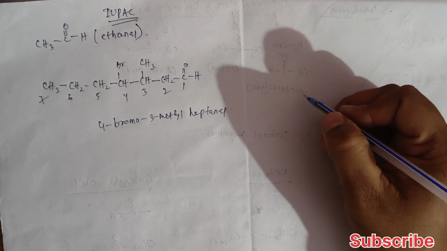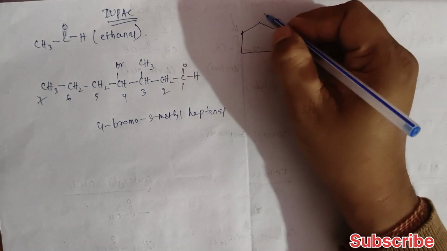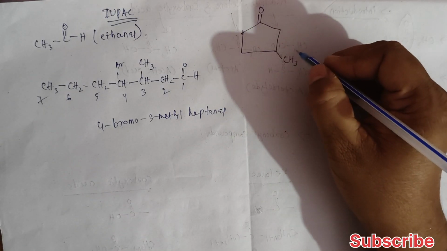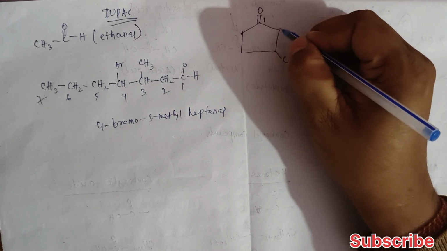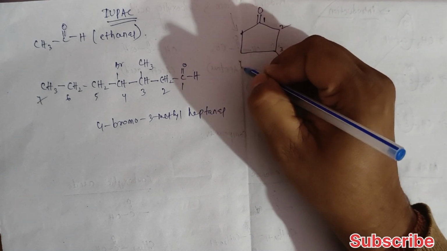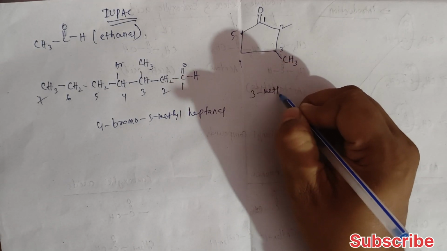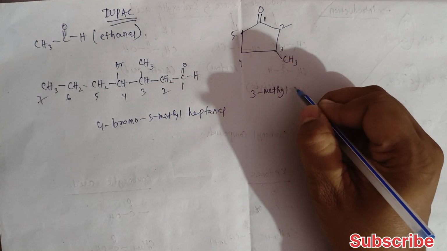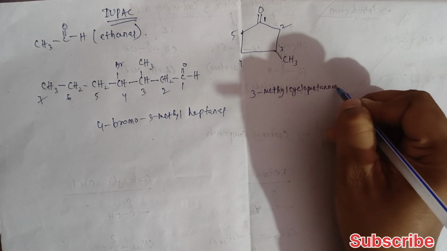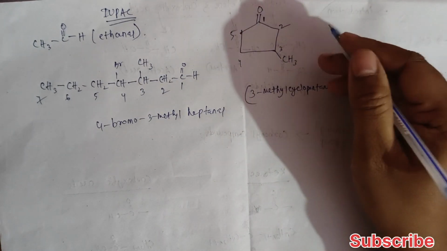its IUPAC name. Now if I draw the structure of a ketone like this, then what will be its name? So from the ketone side numbering will start. Numbering of the carbon atoms will start like this: 1, 2, this is 3, this is 4, this is 5. So what will be its name? This is 3 methyl cyclopentanone. 3 methyl cyclopentanone. Clear?